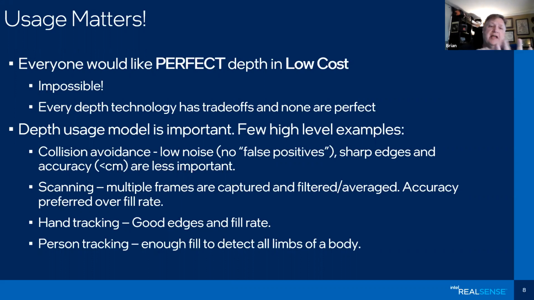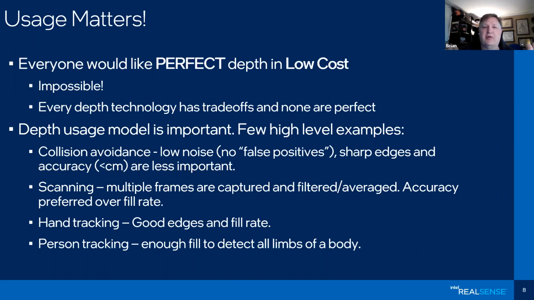Hand tracking, you want the good edges and you want a good fill rate. If I'm trying to track my hand, I want to see my extended fingers and where they're at. I need to be able to tell if there's differences between the fingers, and I need to be able to see when they occlude each other, how it tracks. And then perfect tracking, all I need to do is see the core. I don't need to be able to tell that I have 5 fingers. I need to see that I have a core, and then I can track that person. So the depth model is very important.